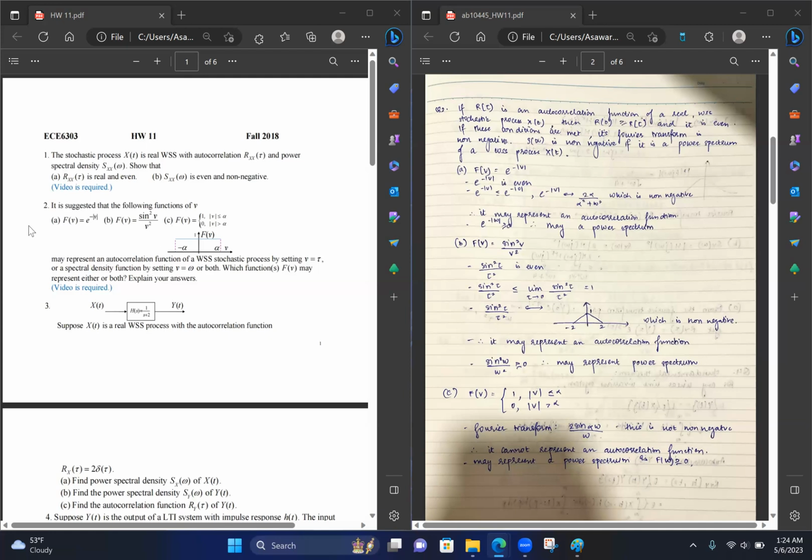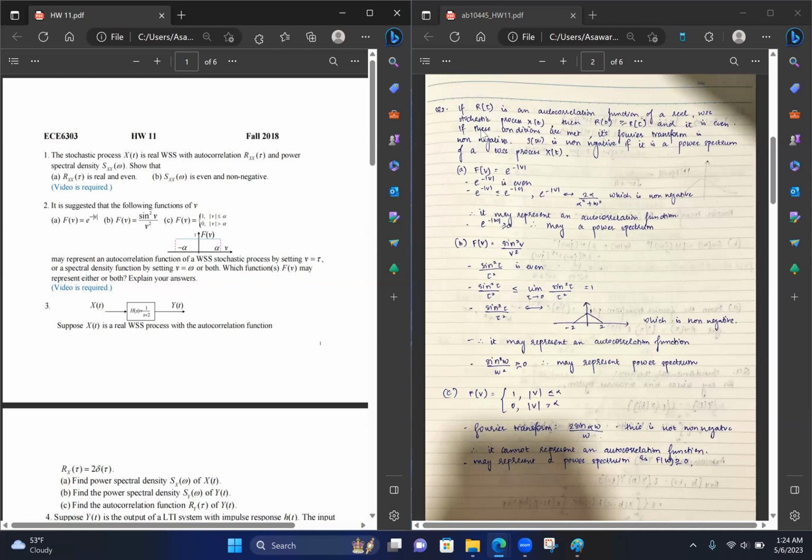So these may represent an autocorrelation function for a WSS stochastic process by setting v equal to tau, or a spectral density function by setting v equal to omega, or both. We have to find out which functions f(v) may represent either or both, and we have to explain our answers. Okay, so moving on to the solution.